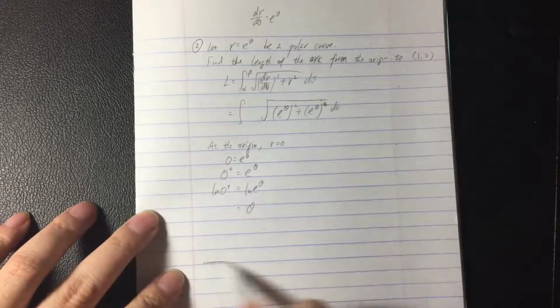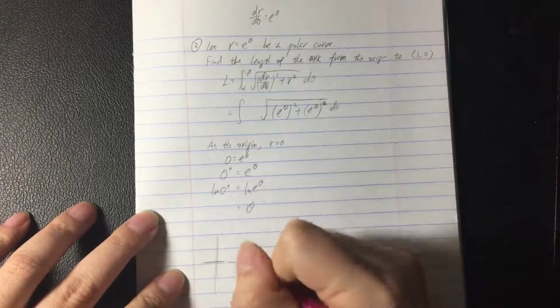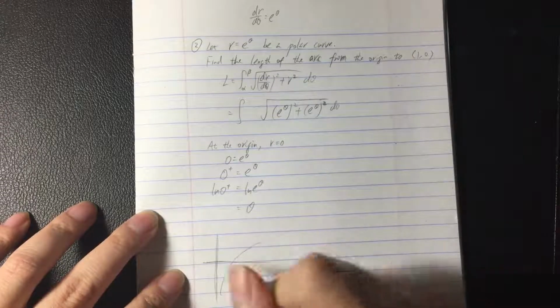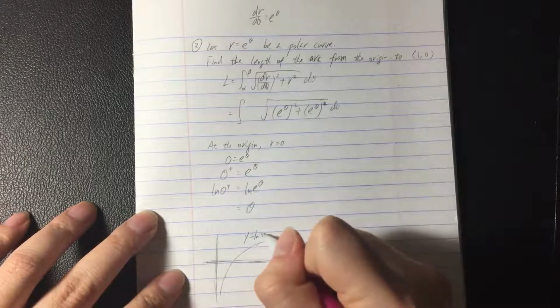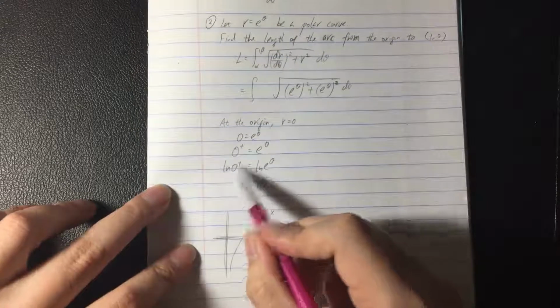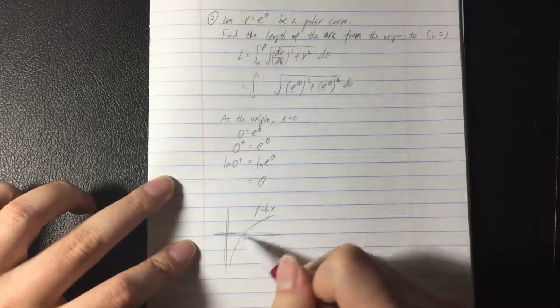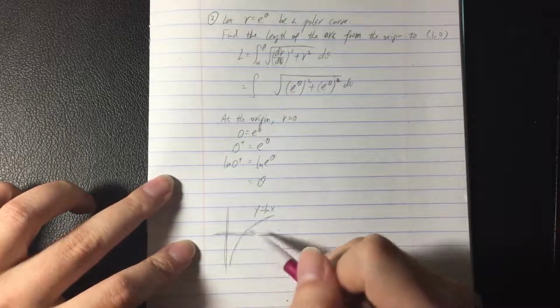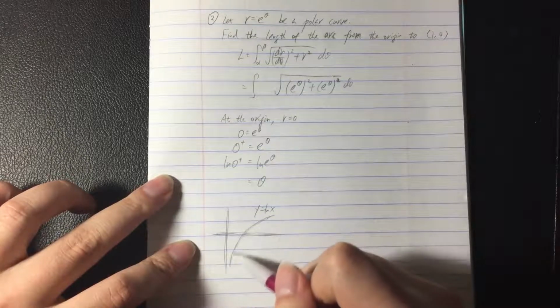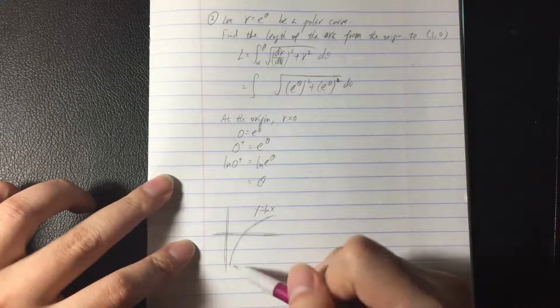The natural log looks like this. It's y equal to ln of x. When x approaches 0 from the right side, the natural log function approaches negative infinity.